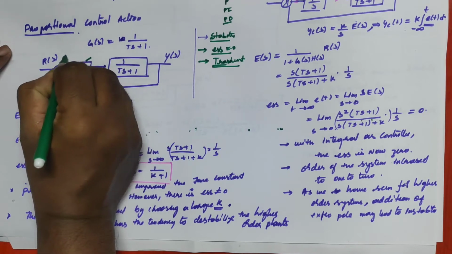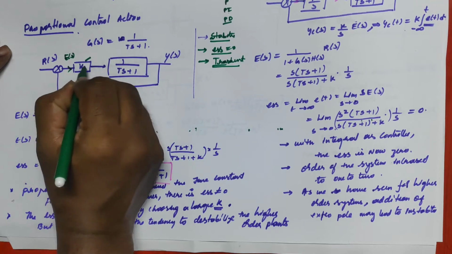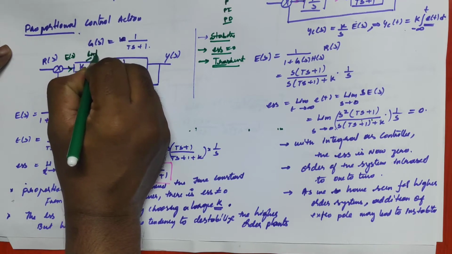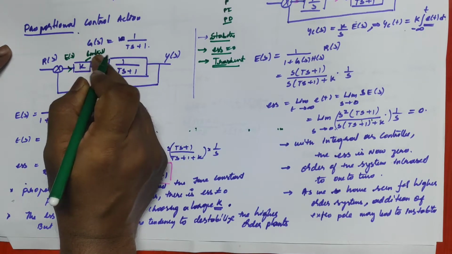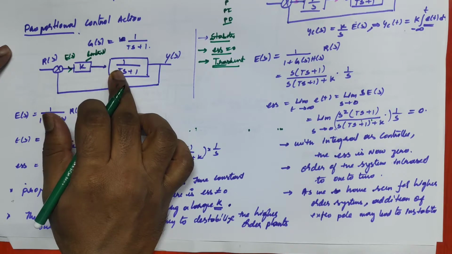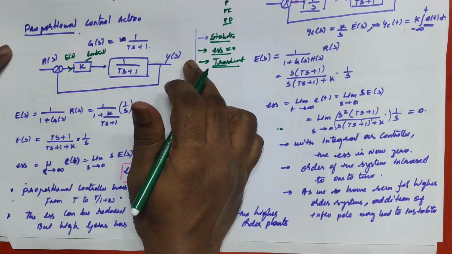This is the error signal E of s. The error signal E of s is multiplied with the gain K. This is the control unit. It gives a multiple of gain to the error signal going to the actual system. The actual system gets some response. So how do we get the response?